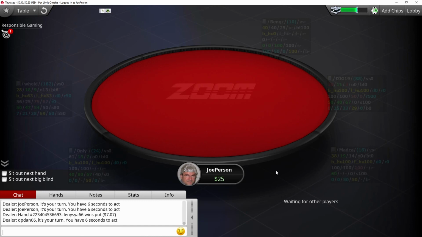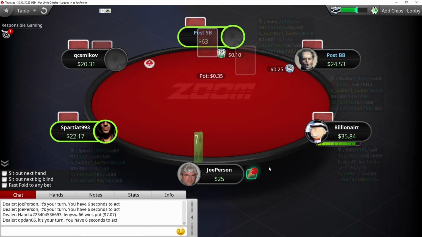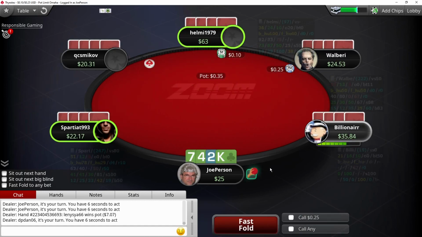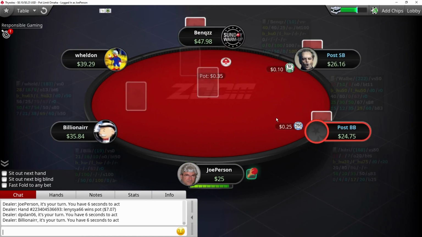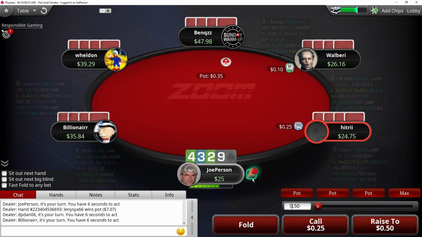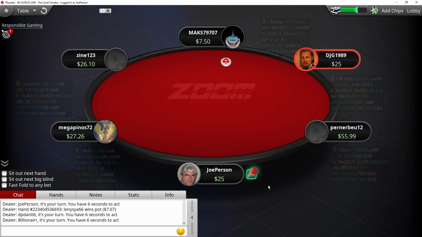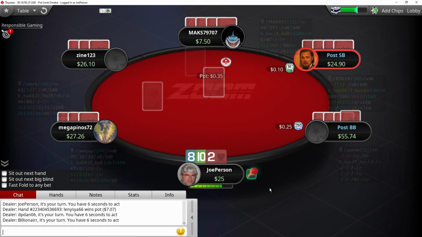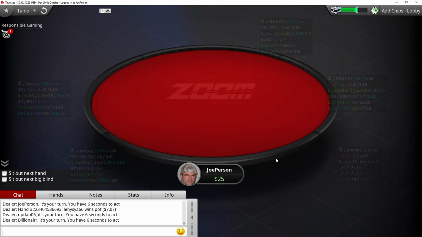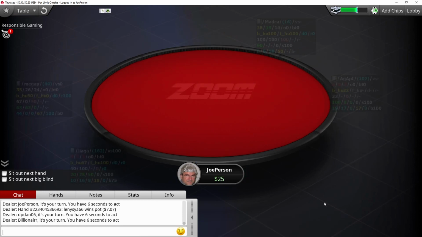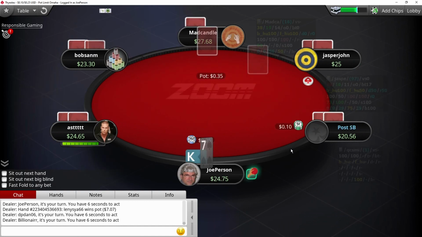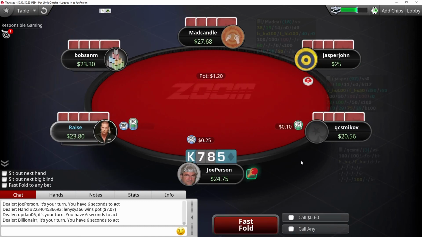And just folding these ones. Folding. Folding. Folding. Folding. Nice run of bad starting hands. Sometimes you get that and you just end up folding, folding, folding.